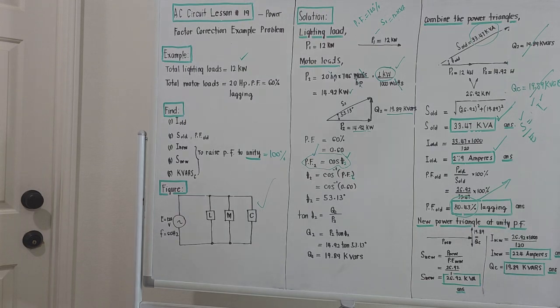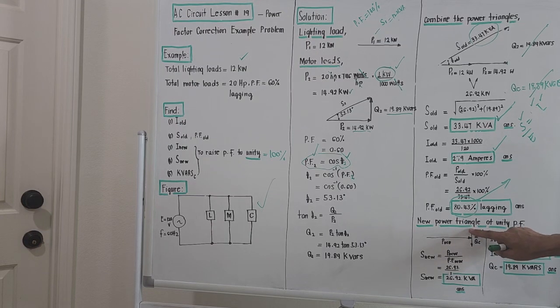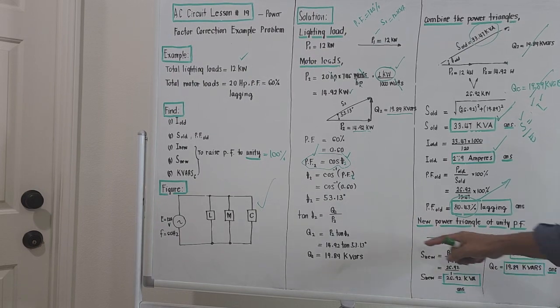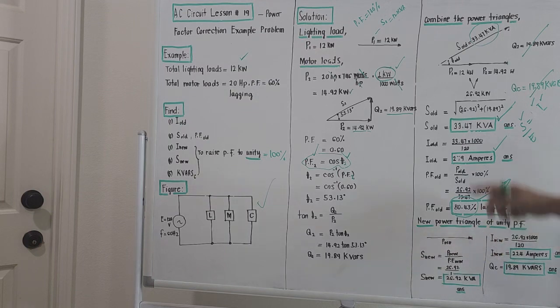In the resulting power triangle, the existing kilovars is 19.89, and we will kill this by connecting a condenser with a value equivalent to this. If they are equal, the kilovars will be gone, so our power triangle will simply be a straight line. This straight line is actually less than the original hypotenuse.